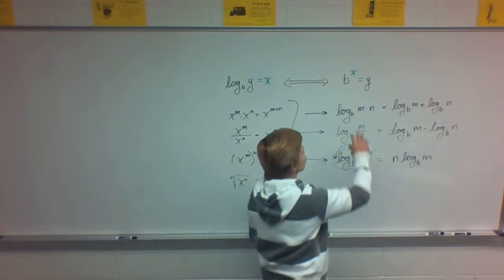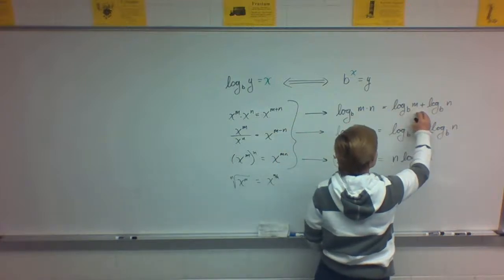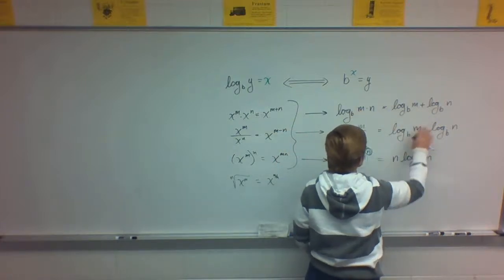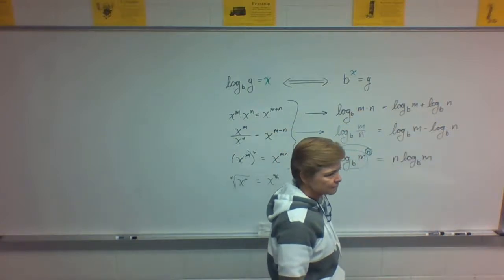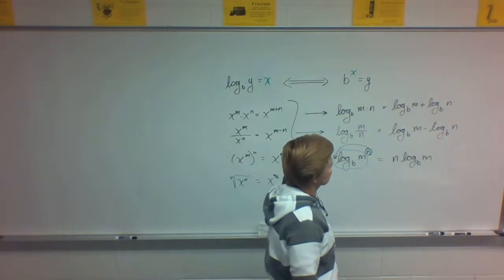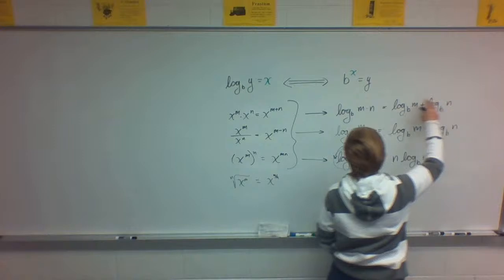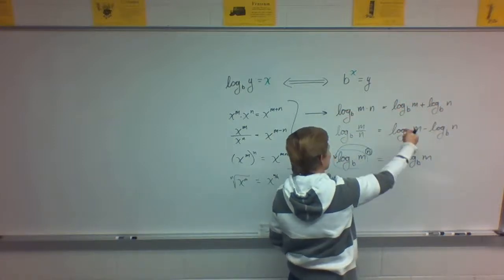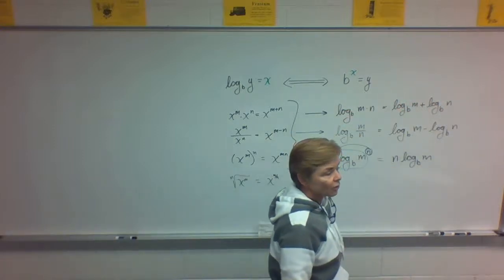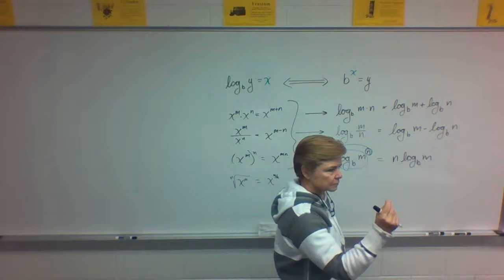By the way, going from a single log to a bunch of other logs like this, going from this side to this side, is called expanding the logarithms. If you have a situation like this where you've got a whole bunch of sums and differences of logs and you want to write it as a single logarithm, going in this direction, that's called condensing, putting them together.